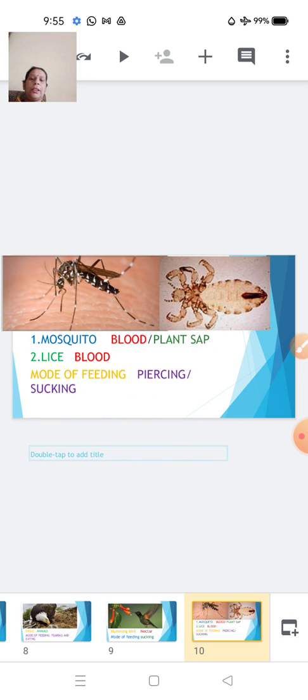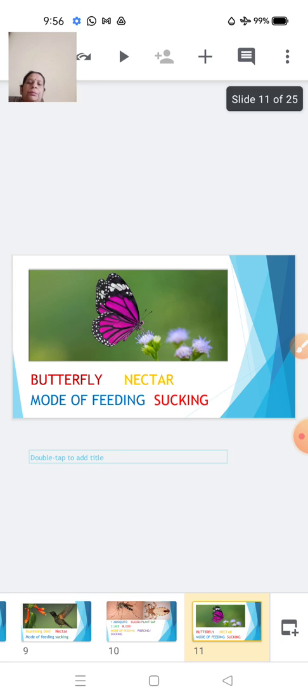Now comes the most important organism, which is mostly found in our houses also, and we all want to get rid of them. That is mosquitoes. Yes, children, mosquitoes suck our blood. They even suck the sap of the plant. Next come the lice. They also suck the blood. So children, here you found that the mode of feeding for mosquitoes and lice is piercing or sucking. Either of the two they can go for.